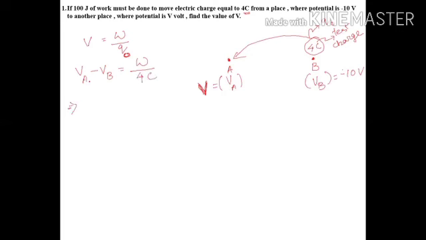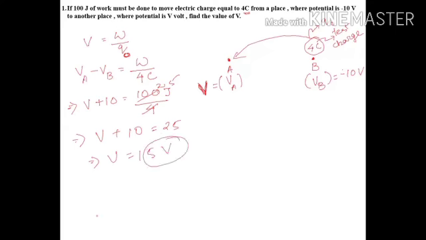So when we find this, now work done is mentioned to us. Okay, so VA we have taken as V, and VB we have taken as minus 10. Okay, so it becomes plus 10 here. Work done is mentioned to us, which is nothing but 100 joule divided by 4. So you cancel it, so you get 25. Okay, so V plus 10 is equal to 25. So V turns out to be 15 volt. Okay, so this is my answer. So potential at A is 15 volt.